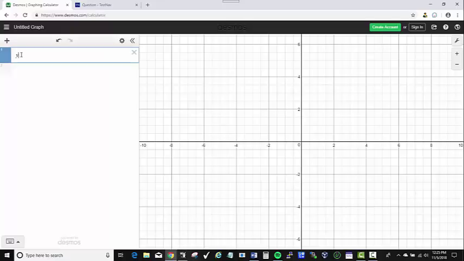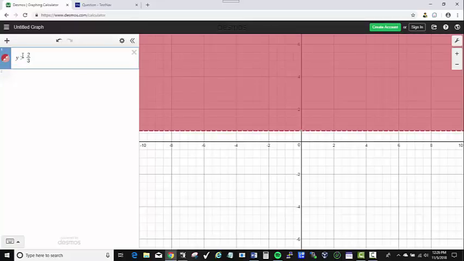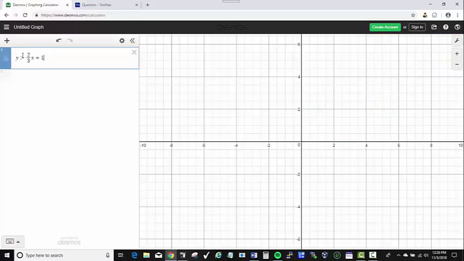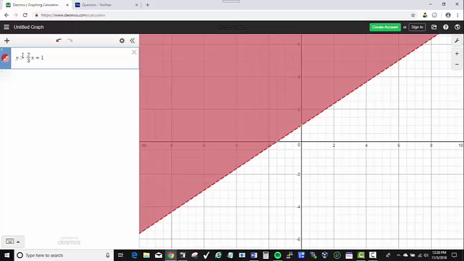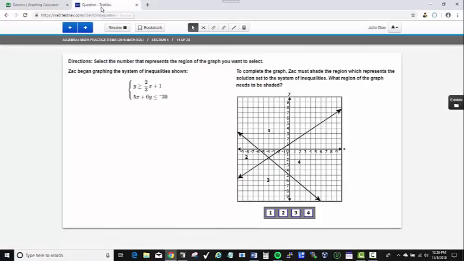Okay, so y is greater than or equal to 2/3 x plus 1. So that's that. Okay, so that would be this line here. We see that one. But now we have this 5x plus 6y less than or equal to negative 30. This is in standard form. We need to switch it around so that it's in slope-intercept form so we can graph it.